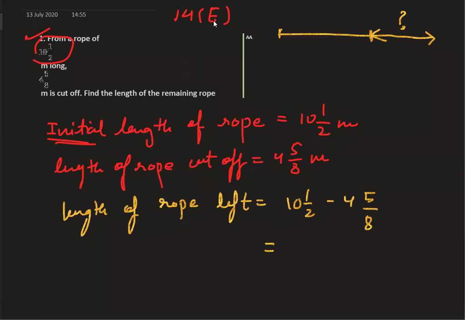I'm also doing. 2 tens are 20, 20 plus 1, 21 upon 2 minus 8 fours are 32, 32 plus 5, 37 upon 8. So what is the LCM of 2 and 8? 8 of course. So 2 fours are 8, 4 into 21. So 4 ones are 4, 4 twos are 8, 84 minus 37 as it is. So 84 minus 37.